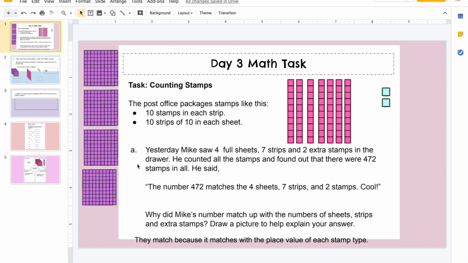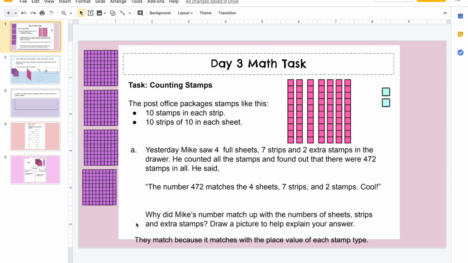Yesterday, Mike saw 4 sheets, 7 strips, and 2 extra stamps in the drawer. He counted all the stamps and found out there were 472 stamps in all. He said, the number 472 matches the 4 sheets, 7 strips, and 2 stamps. Cool. Why did Mike's number match up with the numbers of sheets, strips, and extra stamps? Draw a picture to help explain your answer.